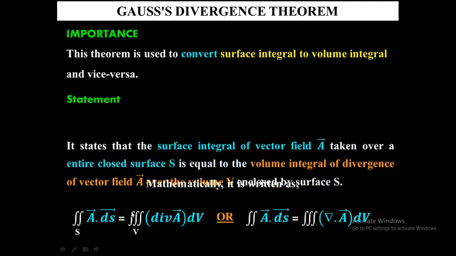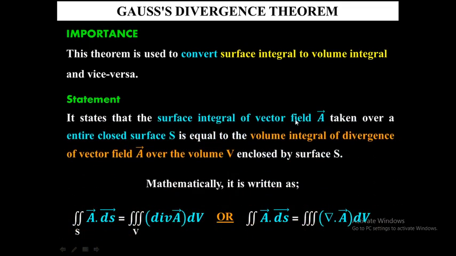So it states that the vector surface integral of vector field A taken over a closed surface S is equal to the volume integral of divergence of vector field A over a volume V enclosed by the surface S. So this is the statement and mathematical expression for Gauss divergence theorem. Now we will see the proof of Gauss divergence theorem.